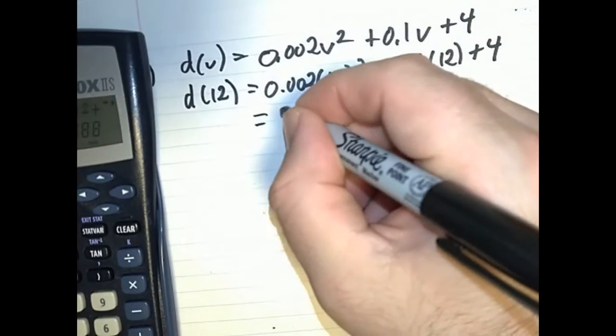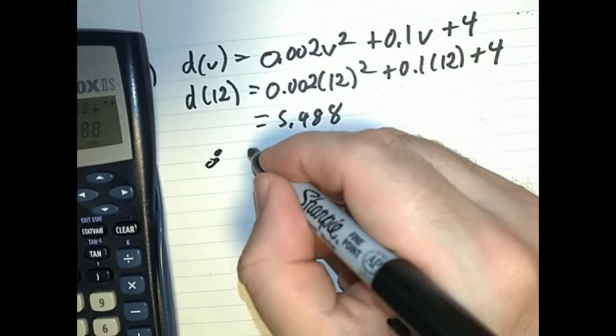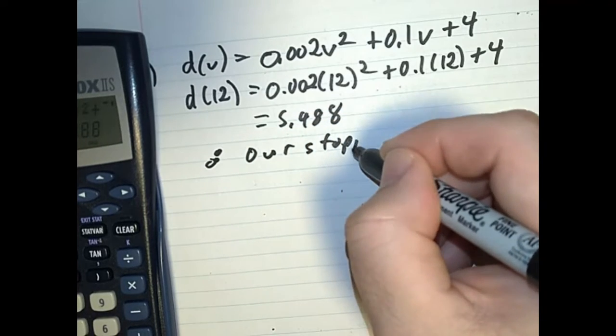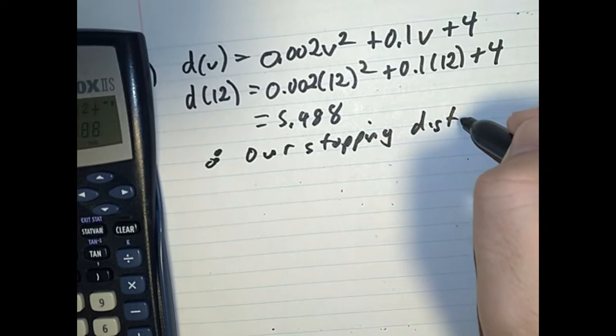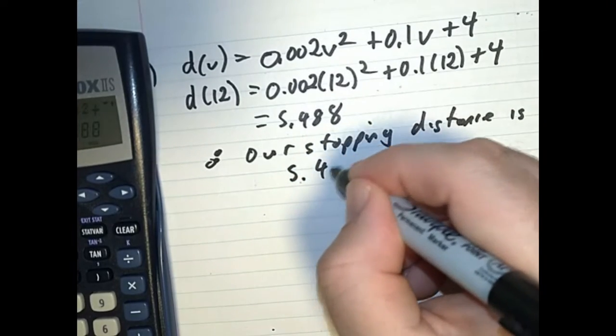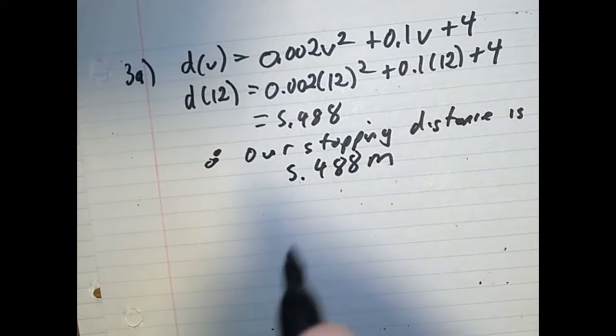We get 5.488. So therefore our stopping distance, if we're driving at 12 kilometers an hour, is 5.488 meters. Okay, 3b.